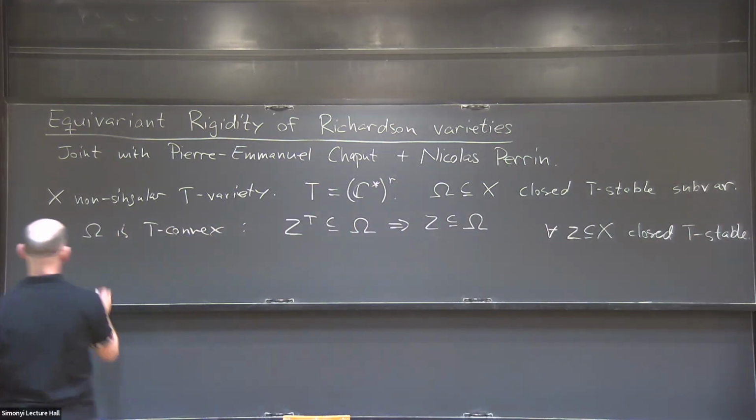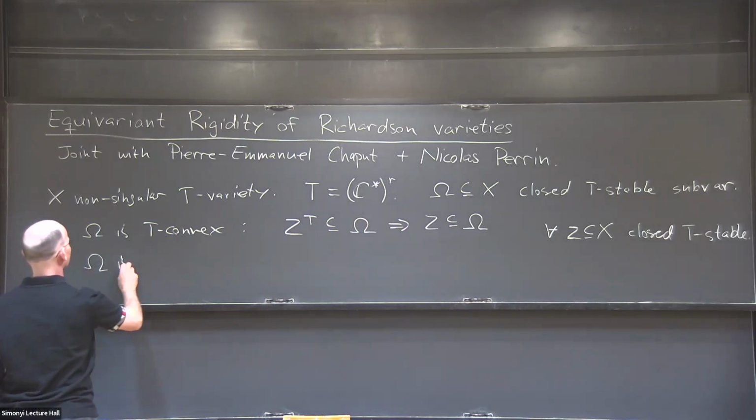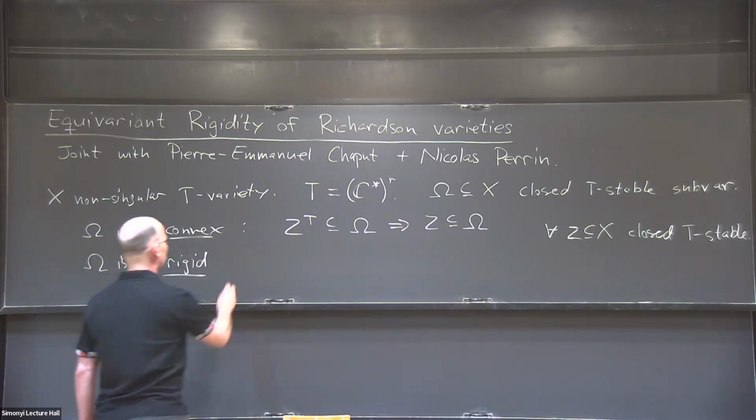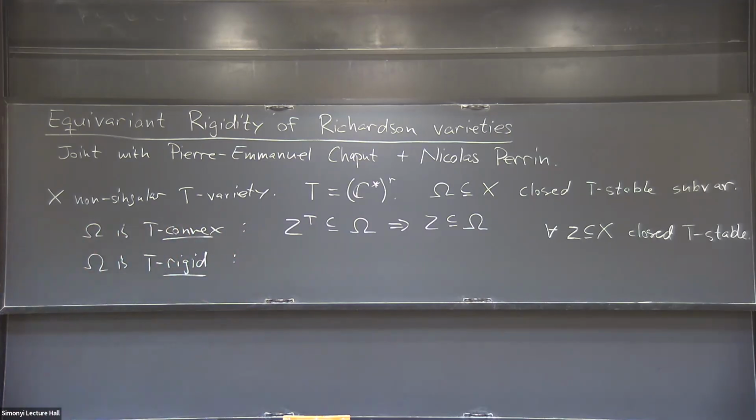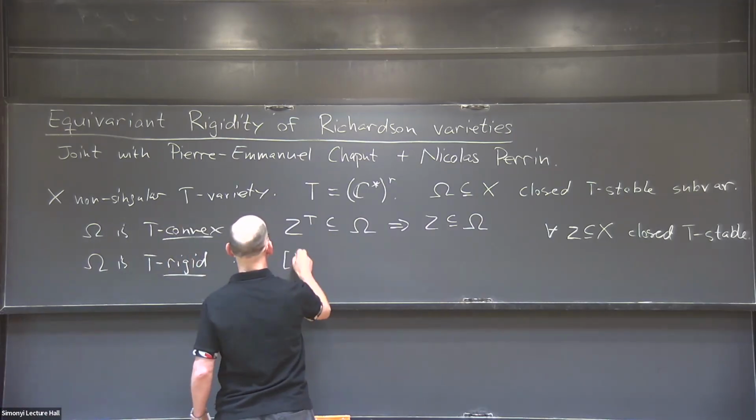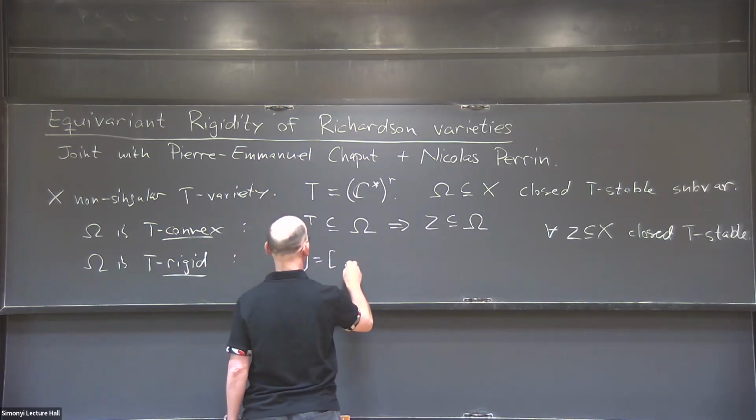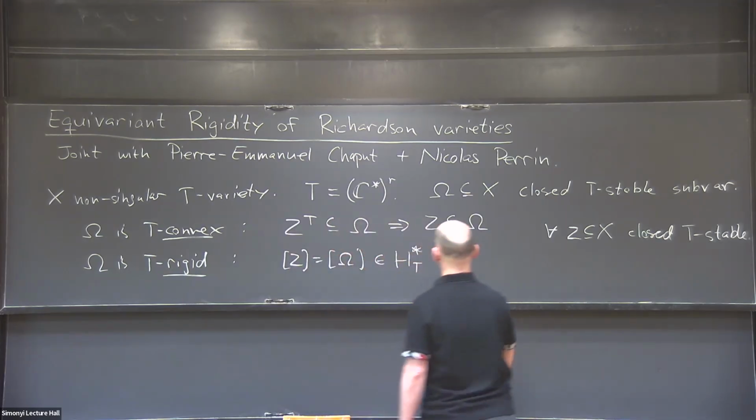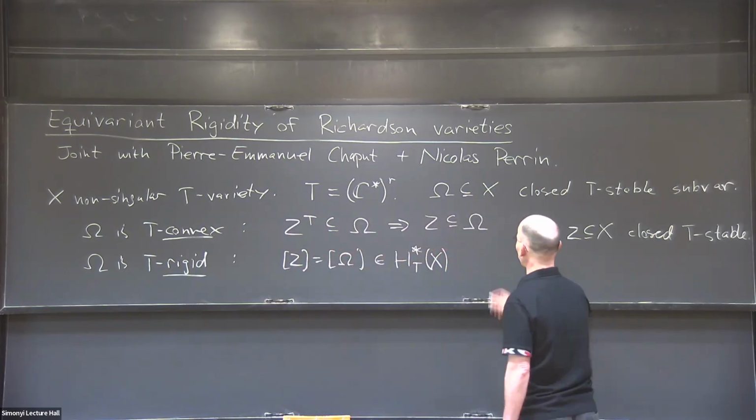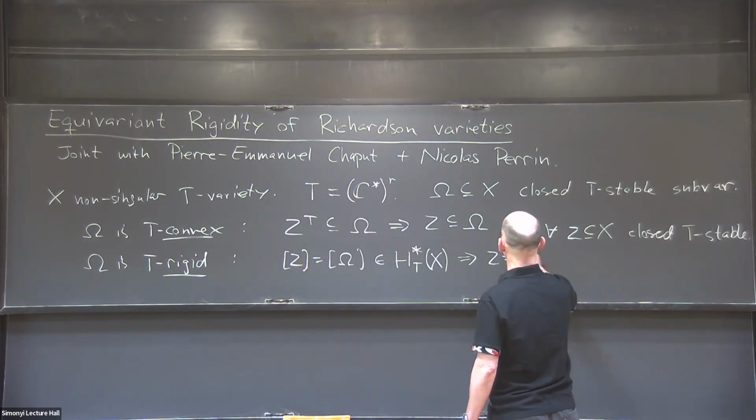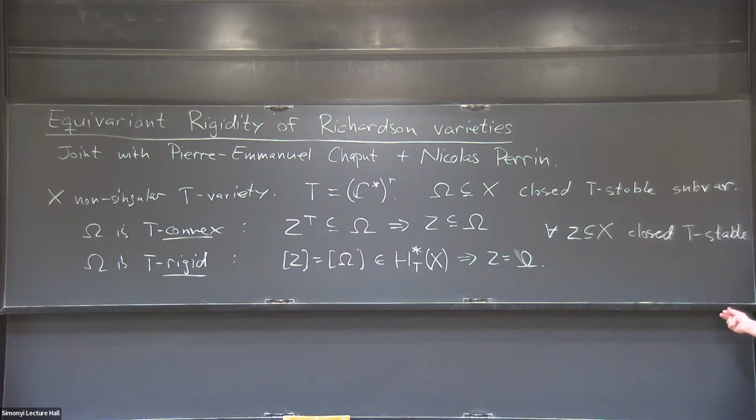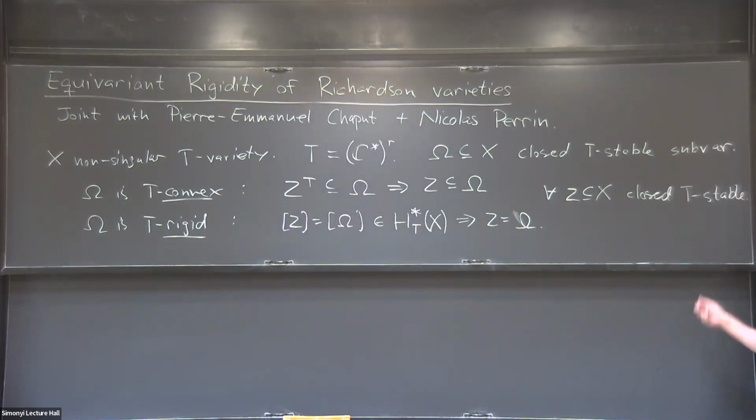We say that Omega is T-rigid. That means that it's determined by its equivariant cohomology class. That is, if the class of Z is equal to the class of Omega in the equivariant cohomology ring of X, then Z has to be equal to Omega, again for all closed T-stable Z.